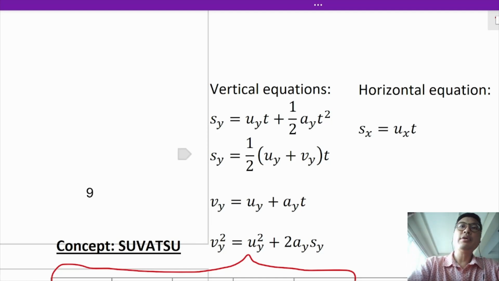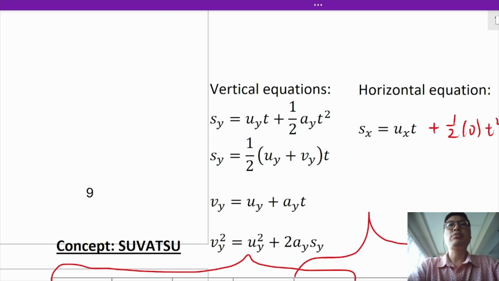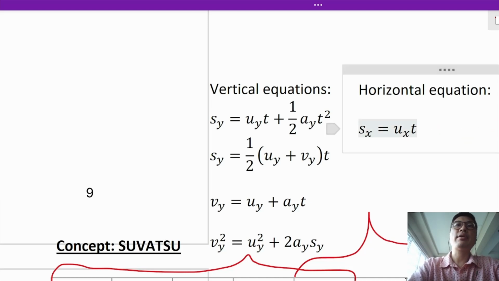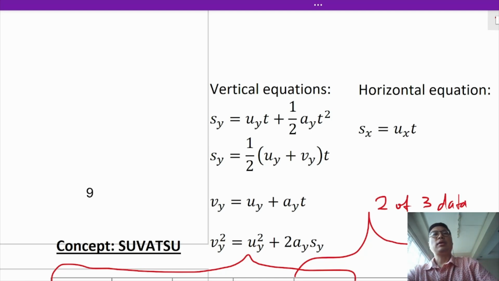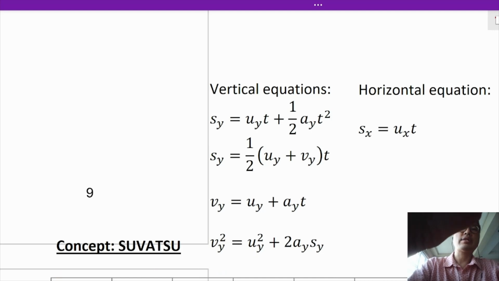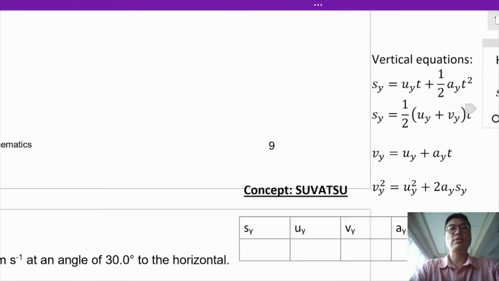Okay, for the horizontal equation, there's only one equation, s equals ux t, because acceleration is 0. So there's no need to write acceleration value for any of the horizontal equations. For this equation, you need 2 of the 3 data points. So on the left hand side, you need 3 data, and on the right hand side, you need 2 data. So let's start the question with this method called suvatsu.